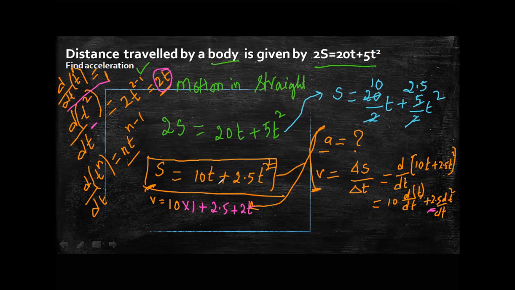Velocity, how much did I get? 10 into 1 is 10. So v is equal to 10 plus 2.5 into 2t, that is 5t. That's it.